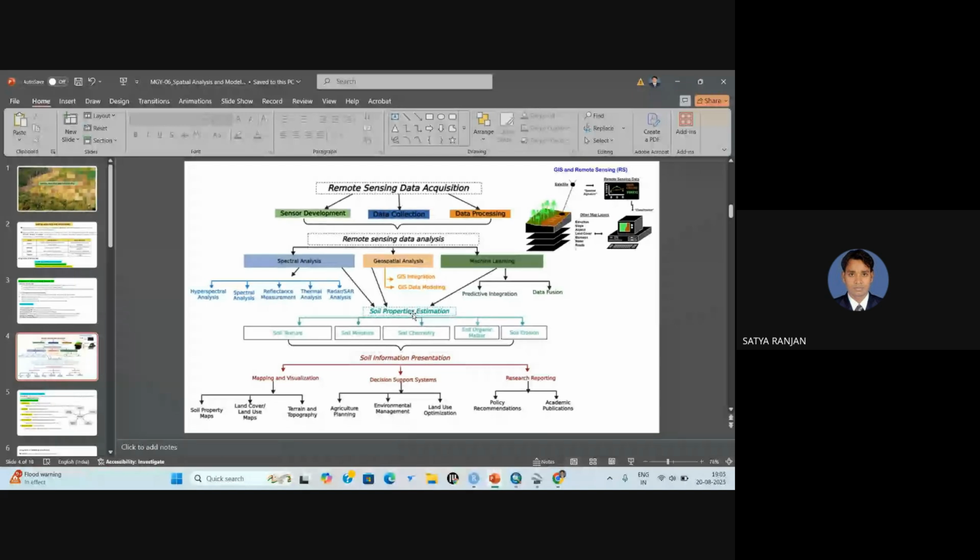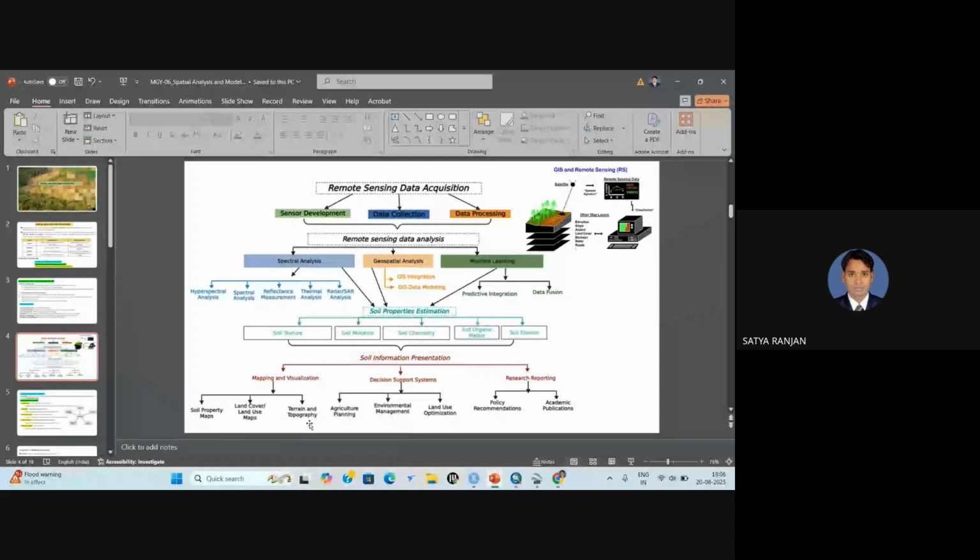Then soil properties estimation. Suppose we have to estimate the soil properties, such as soil texture, soil moisture, soil chemistry, soil organic matter, and soil erosion. A lot of satellite images are there, and they give the different characteristics of the soil with the help of their image spectral bands. Then soil information and soil mapping are also there: soil property maps, land use, land cover maps, terrain topography.